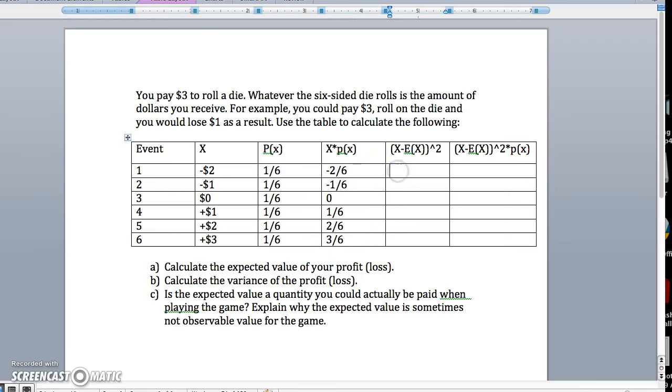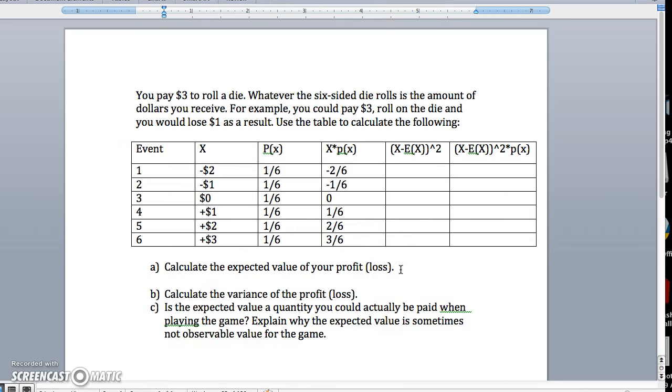Okay, let's finish filling out our table here. This column is asking us for E of X, which represents our expected value, which is what question A is asking for. Calculate the expected value of your profit loss. And we know that the expected value is actually the mean, and it's a weighted average of the possible outcomes. And that would be the sum of our X times P of X values right here in column 4.